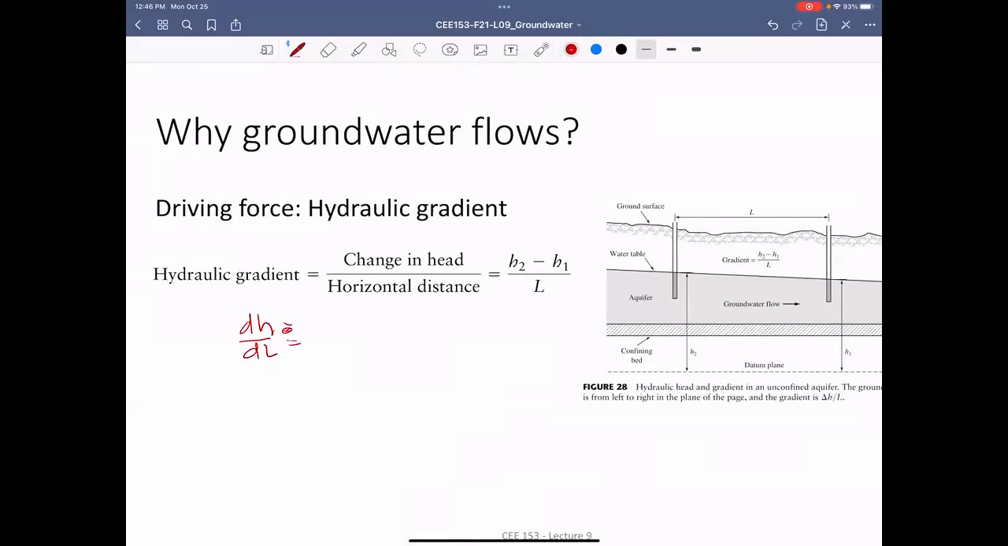So let's say there are two locations. You drill a hole and look for the head, hA, minus, drill another hole and see the head over there, like here in these pictures. Imagine this is A and B, and the distance between A and B is the minimum distance, not at an angle. In this picture, that will be H2 minus H1 divided by L.